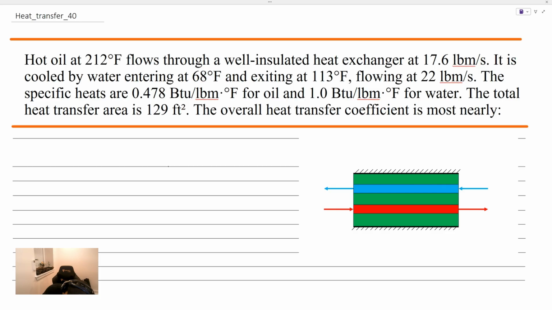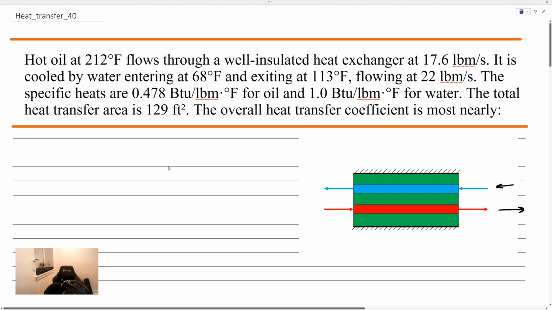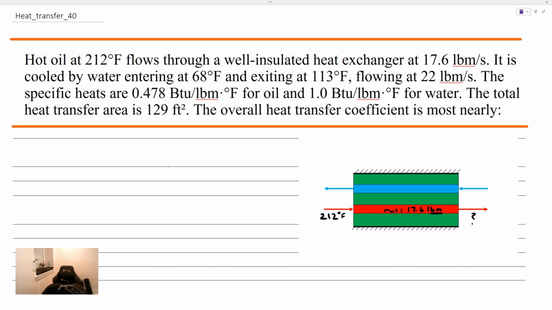So it says hot oil, and I'm going to label this bottom input as oil. And you can see that we have a counterflow configuration here. The oil is flowing rightward while the cool water is flowing leftward. So that's a counterflow configuration there. The hot oil I'm going to label as this bottom stream, 212 degrees Fahrenheit inlet, and we're unsure of what the exit temperature is, but we understand that the mass flow rate of that oil is equal to 17.6 pound mass per second.